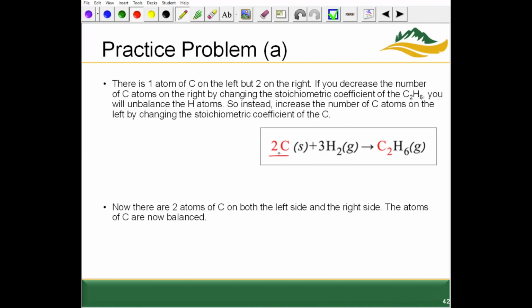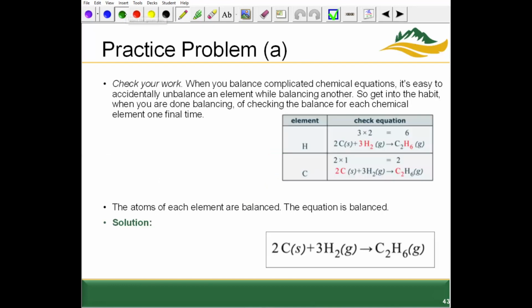After we add in this molar coefficient here, and we had already added this one in for hydrogen, we get this balanced equation here. We should certainly check our work. So for carbon on the reactant side, there are 2 carbon atoms. Carbon on the product side, still 2. Hydrogen, we have 3 times 2, that's 6 in total, and 6 in total. So 6 hydrogens, 2 carbons. This is a correct balanced equation, and we checked our work.